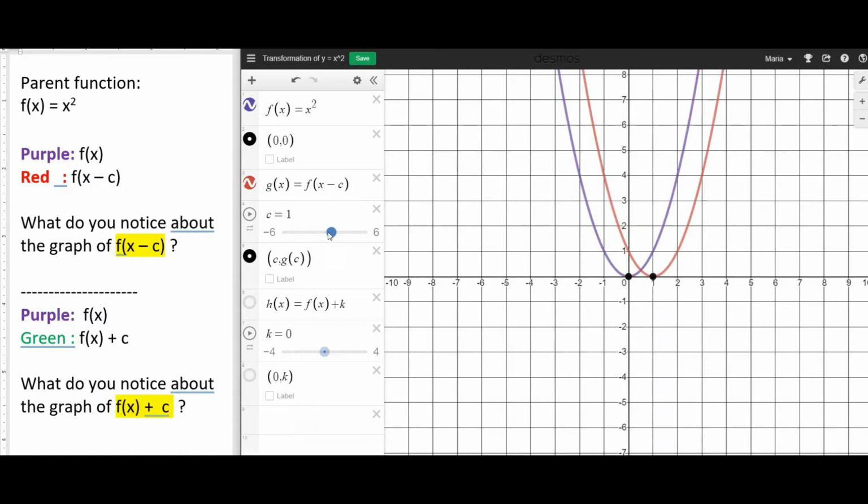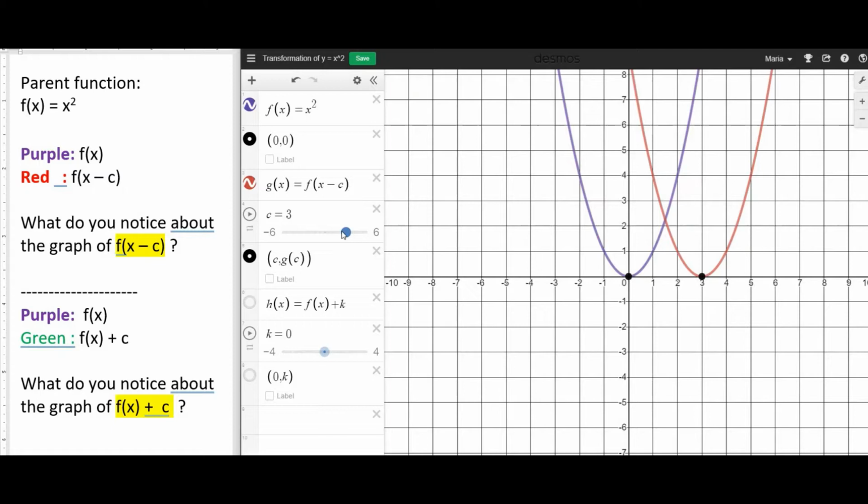If c equals +1, we shifted the graph 1 unit to the right. That's pretty nice. Let's see what we get when we have c equals 2. If c equals 2, it looks like the graph of the parent function f of x equals x squared shifted 2 units to the right. What if c equals +3? Cool. All right, and then you get the drift.